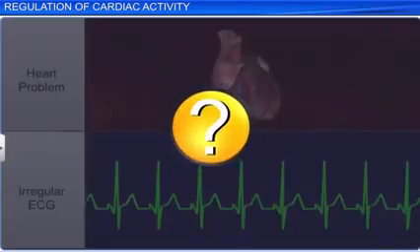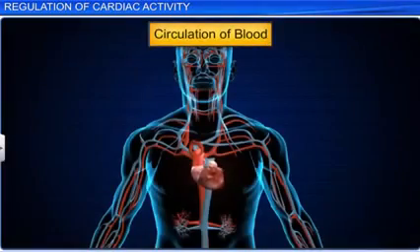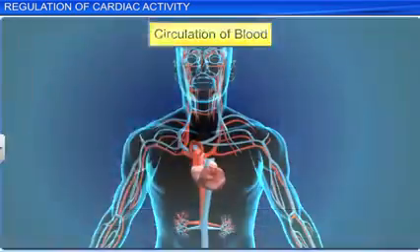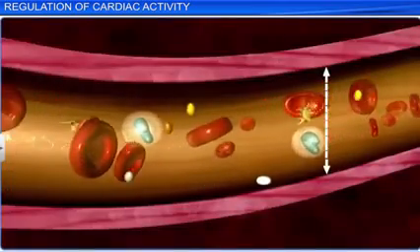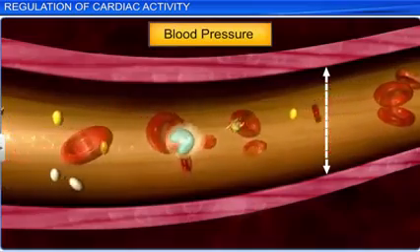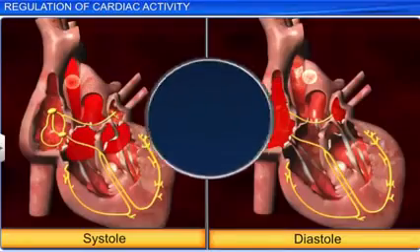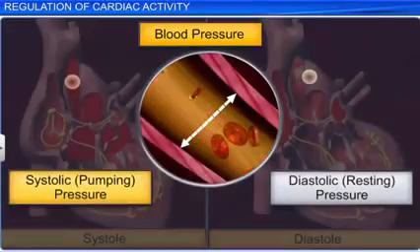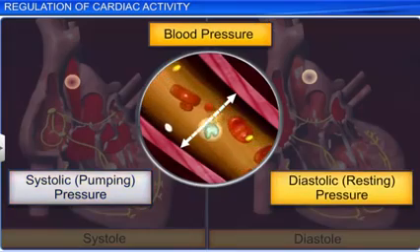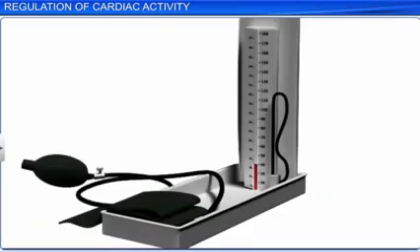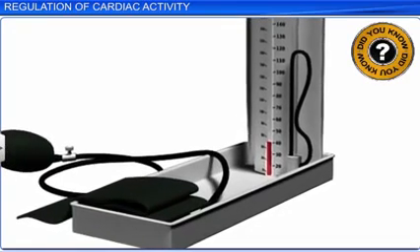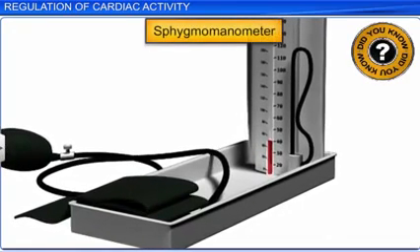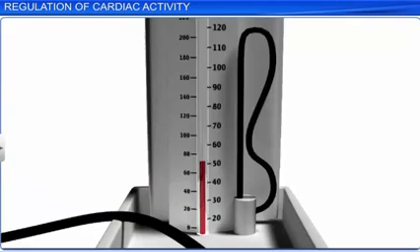Now let us see what blood pressure is. During circulation, when the heart pumps, blood rushes through the blood vessels, exerting some pressure on the walls of the blood vessels. This is called blood pressure or BP. The heart undergoes alternate systole and diastole, and hence blood pressure is measured as systolic or pumping pressure and diastolic or resting pressure. Did you know that blood pressure is measured using an instrument called a sphygmomanometer? It measures blood pressure in millimeters of mercury or mmHg.